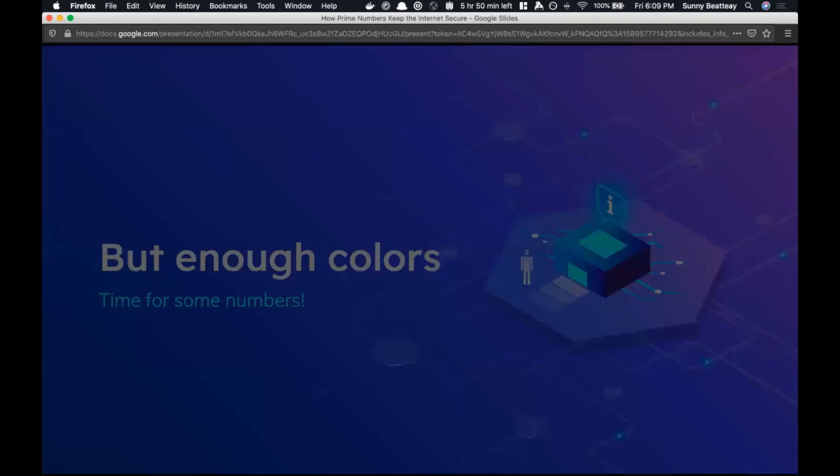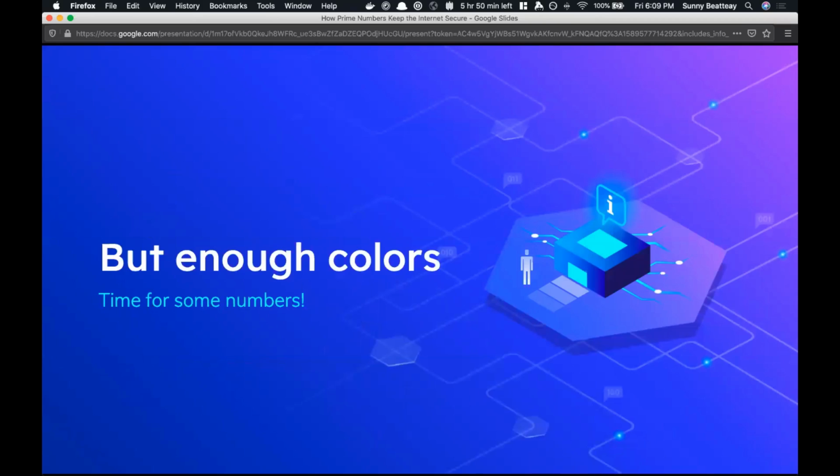Okay, so up until this point, I've been using colors to give a foundation of what encryption is. But it's not a perfect analogy because encryption doesn't actually work that way with colors. You can't actually use colors to implement encryption. So in order to actually show you how encryption works, we gotta get to the numbers. So enough of colors, let's get to the numbers.